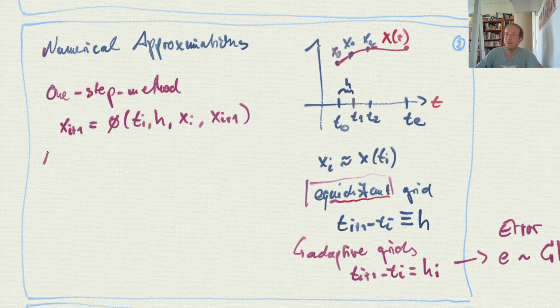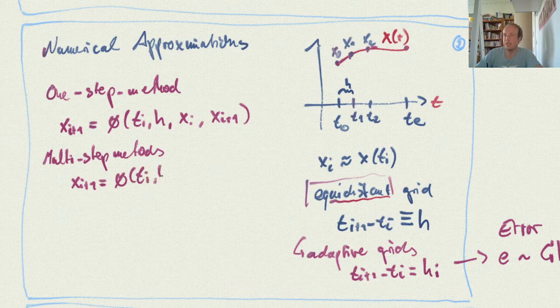Maybe already a little outlook: multi-step methods. We will get back to that. That one will have that x(i+1) is phi of ti, h, xi, maybe x(i+1), but then also some previous values, say x(i-1) and so on, up to x(i-k). This can happen, and that's then a multi-step method.